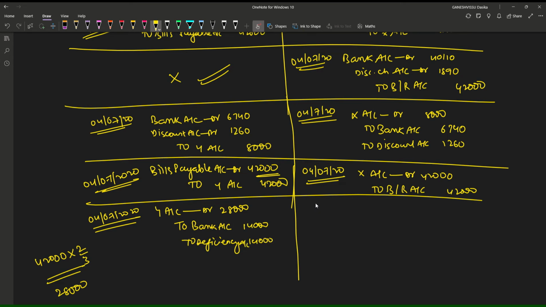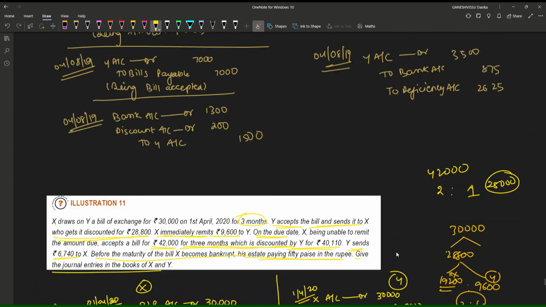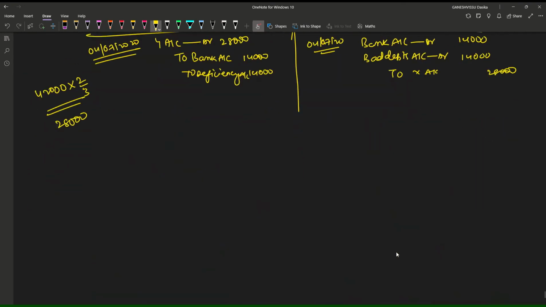And how would Y be recording the entry on 4/7/2020? Bank account debtor, bad debts account debtor to X account. Simply that means 14,000 is the amount, 28,000 is the total amount. So this is how we can pass the entries in the books of X and Y.